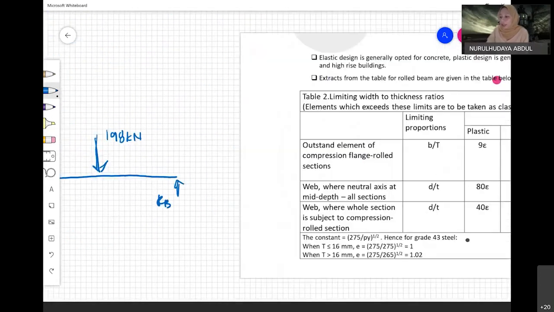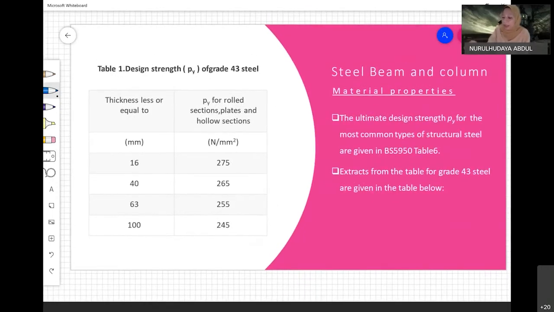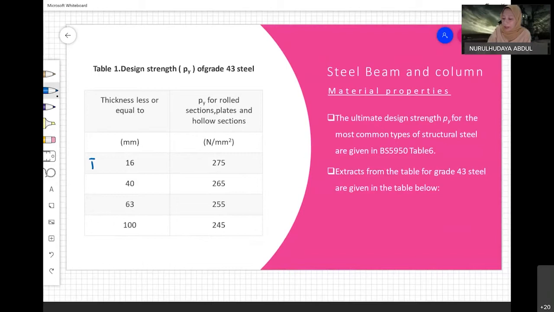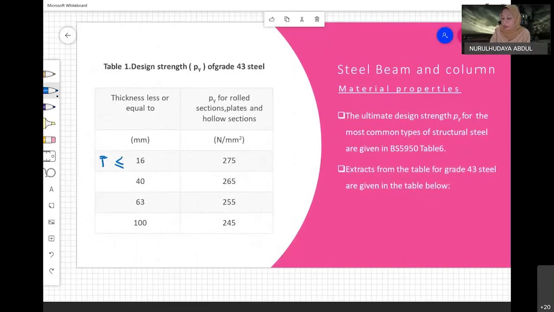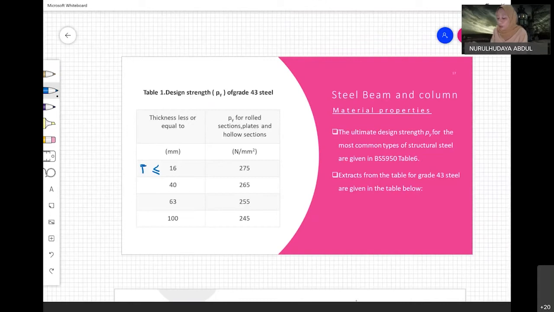Okay, ingat lagi table ini. Okay, T if it's less than or equal to 16, PY is 275. If it's bigger than 16, T if it's less or equal to 40, it's 265. Kalau dia 41 until 63, 255. Kalau 64 until 100, it is 245. Okay, T ni apa? Thickness of flange. Okay, flange punya thickness.